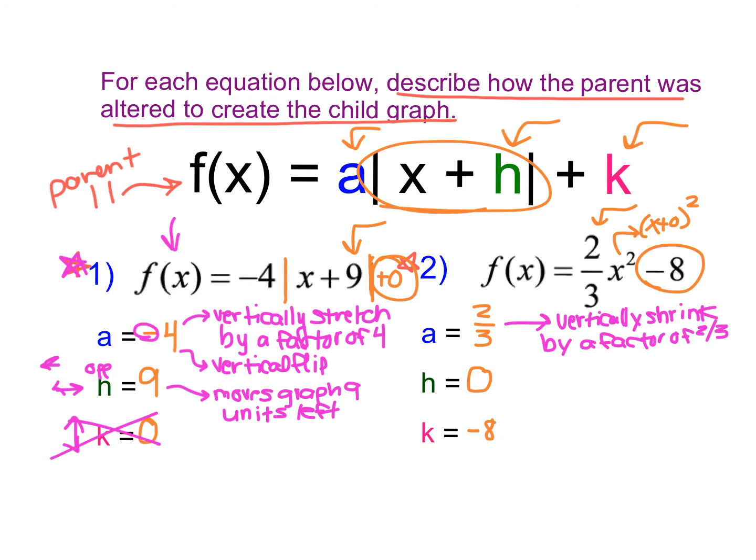Then, because h is equal to 0 here, that means that h has no horizontal shifting change. So h has no impact on our graph if it's 0. And then a k value that is negative, remember that k is our vertical shift, so up and down, and it works as expected. So this graph is going to move 8 units down. So in order to create this particular child graph, we would vertically shrink the parent graph and then move that parent graph 8 units down.